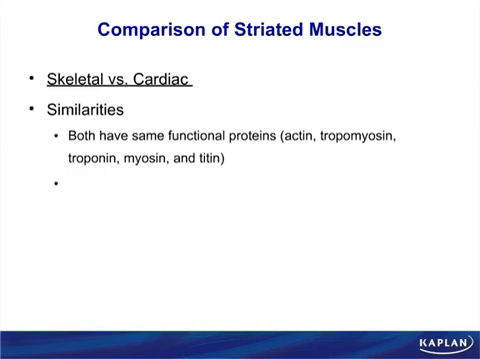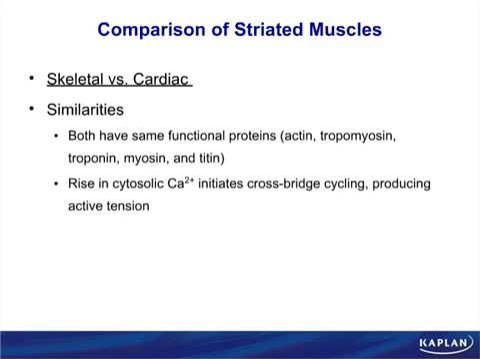A rise in cytosolic calcium initiates cross-bridge cycling, which is exactly what we would predict. Since they both have troponin and tropomyosin, ATP plays the same role in both. It puts myosin in a high-energy, high-affinity state, and we need it to convert chemical energy into mechanical energy. We also need ATP to dissociate actin and myosin. We also need ATP to power the SERCA pump for relaxation.